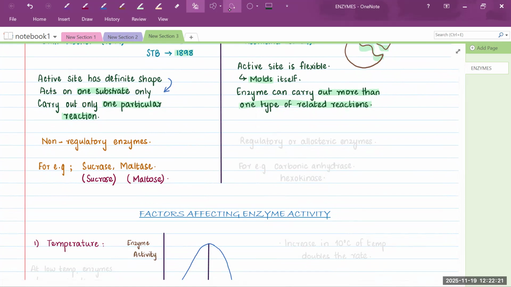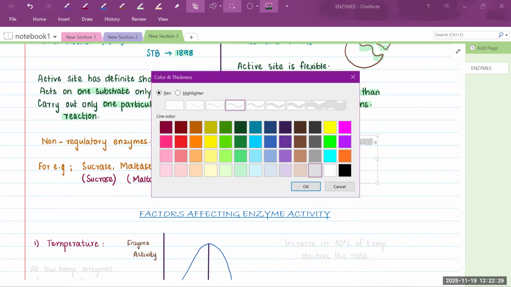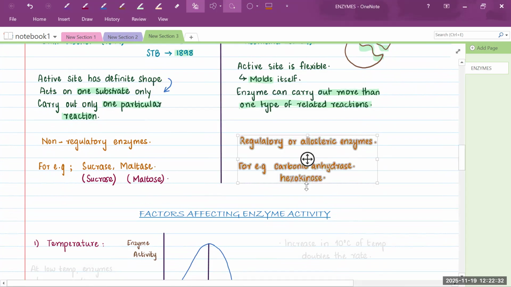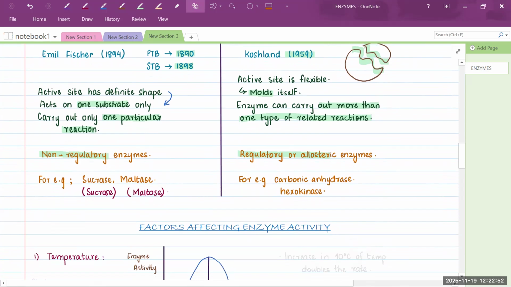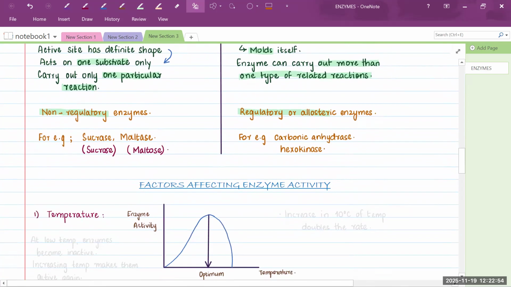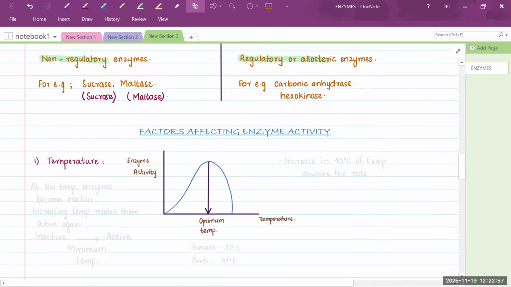Moving on, the enzymes which work under the induced fit model are known as regulatory or allosteric enzymes. This is important because this is a straight up key point, right? Regulatory or allosteric, and non-regulatory enzyme. You need to remember this. Then the enzymes which come under the induced fit model are carbonic anhydrase, which can work on both CO2 and oxygen. We'll see that in the life processes that we do. And also hexokinase, also an induced fit model mechanism following enzyme. Okay.